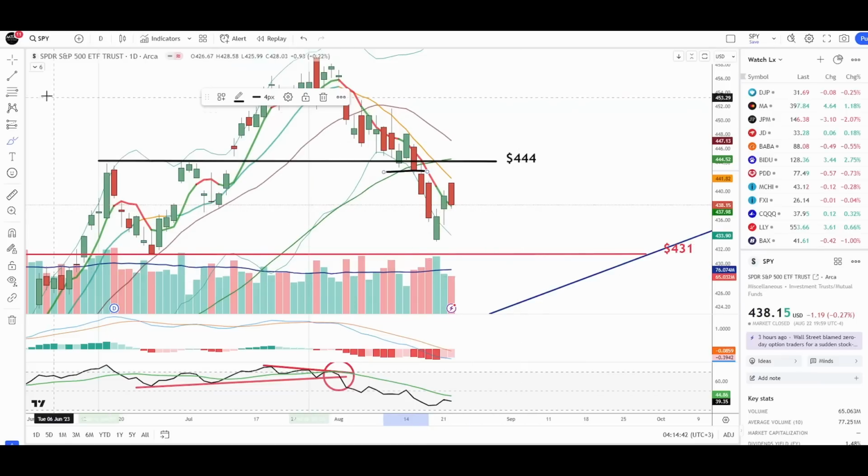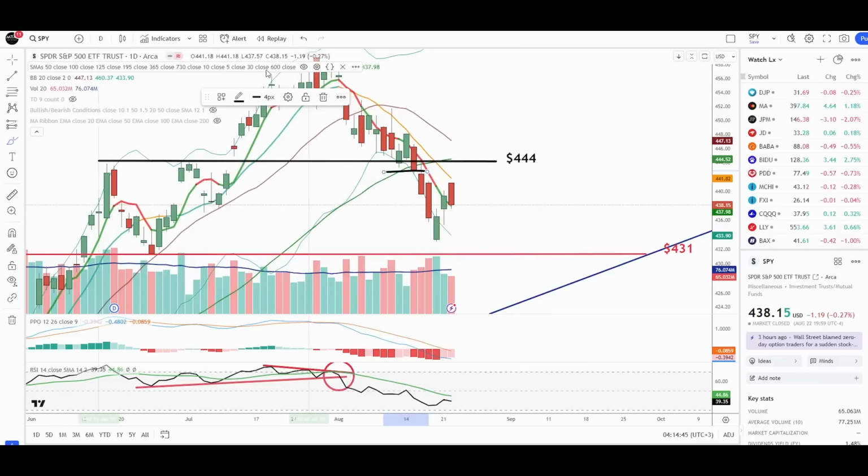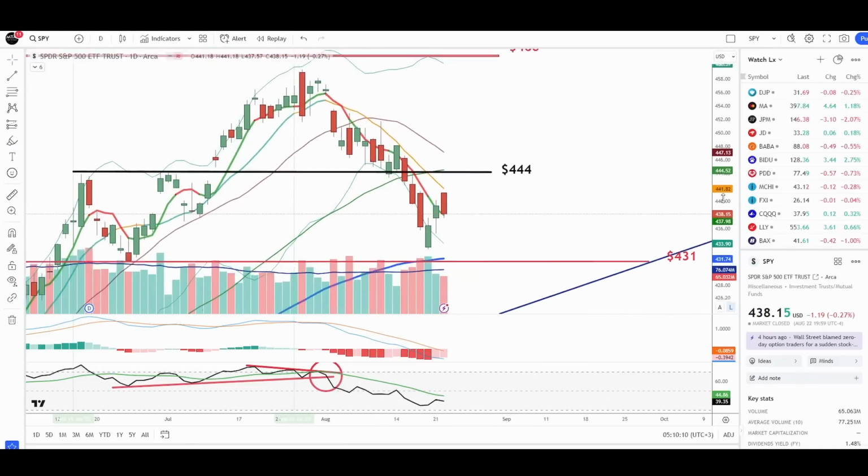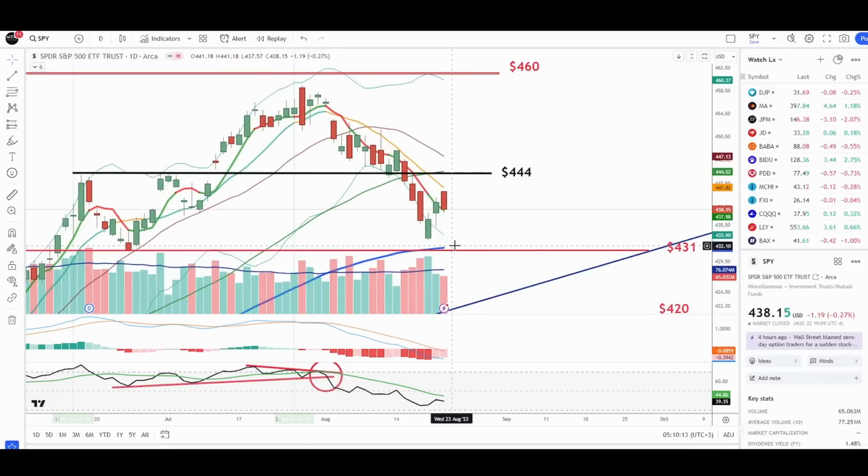The 100 is down here. It is hidden. Let me show you where the 100 is. Here it is. I just added the 100 daily exponential moving average on the chart.